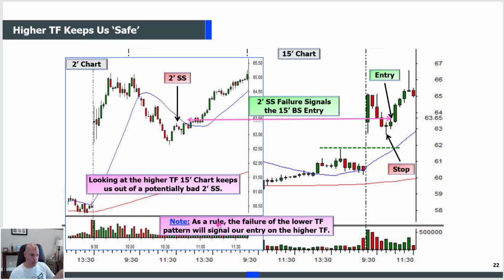So as a rule, the failure of the lower time frame pattern will signal our entry on the higher time frame. It's next level stuff, and I'd venture to guess there's never been another person that you've learned from in trading that's ever covered this specific topic with you. I could be wrong on that. Okay? So don't trade in a vacuum. Do not do it. And then one last slide.